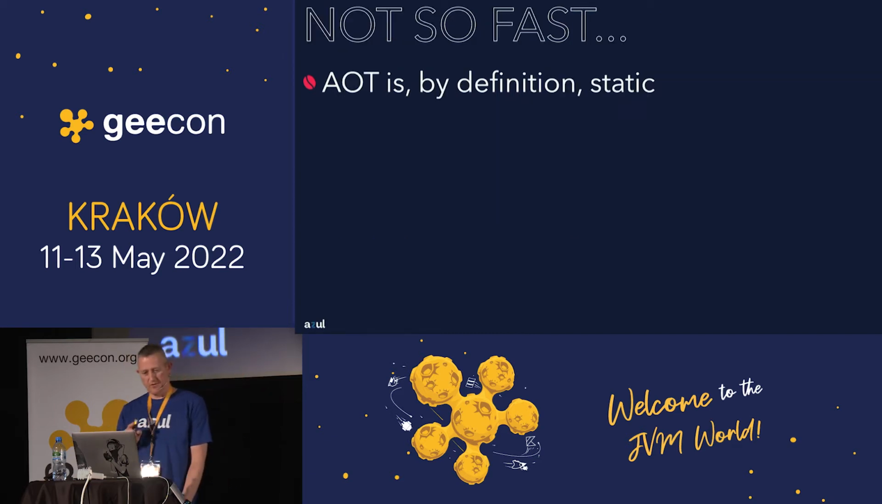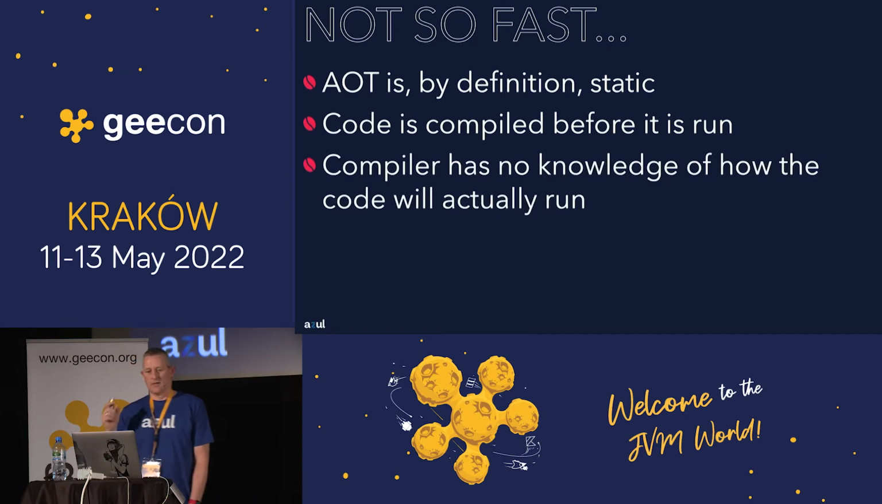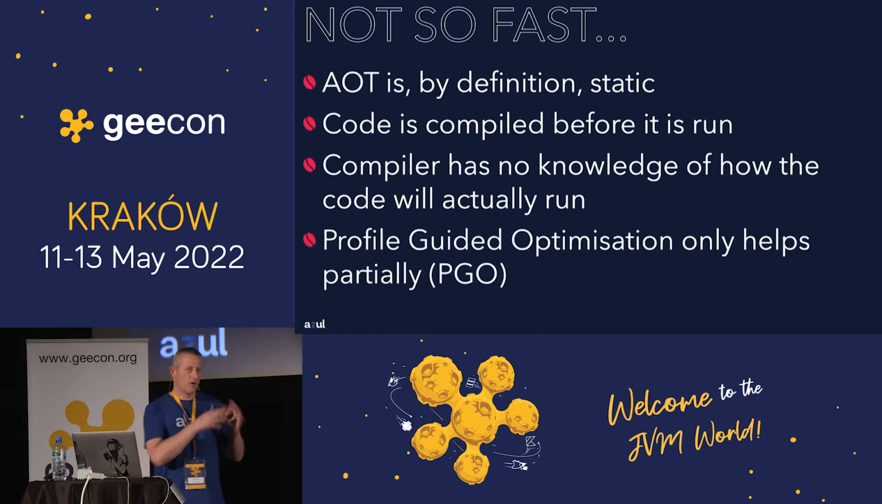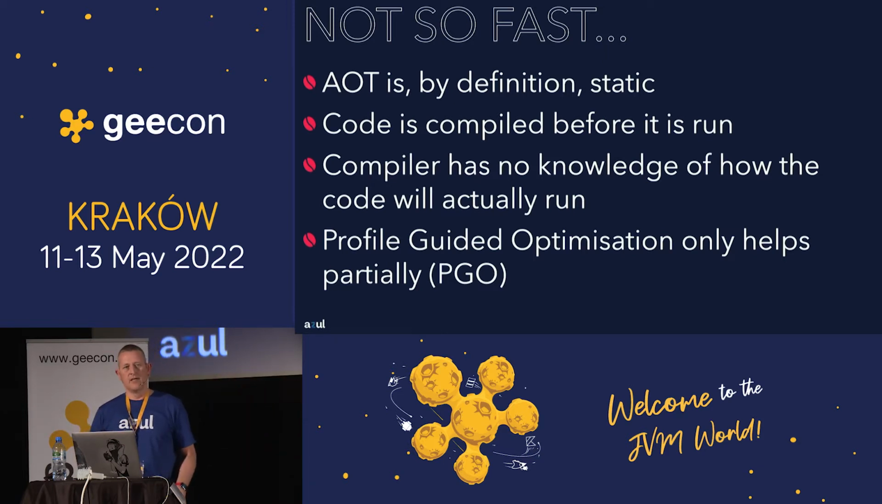Not as fast, because AOT is by definition static, right? That means the code is compiled before it is run. The compiler has no knowledge of how the code will actually run. That's a big difference, right? You saw the warm-up phase that we have. There's a reason for that, and this is the application warm-up phase. And then there's this so-called profile-guided optimization, or PGO. This is a way where you can add a profile to the native image and make it faster, but even that doesn't really give you the same performance.